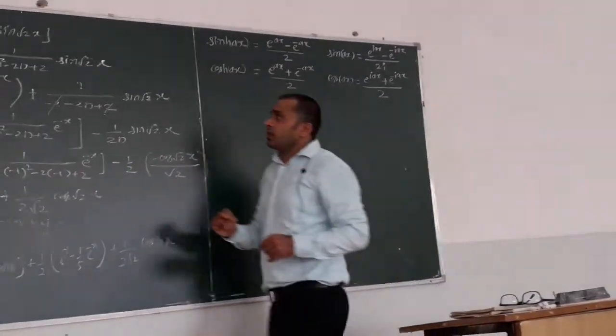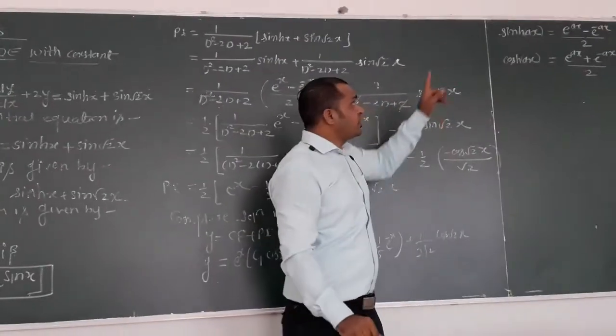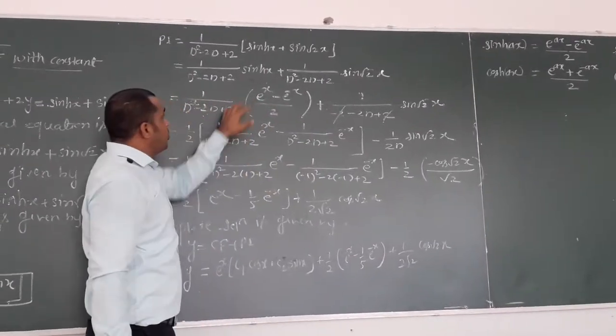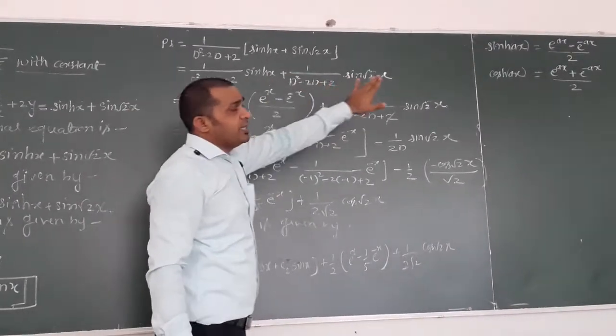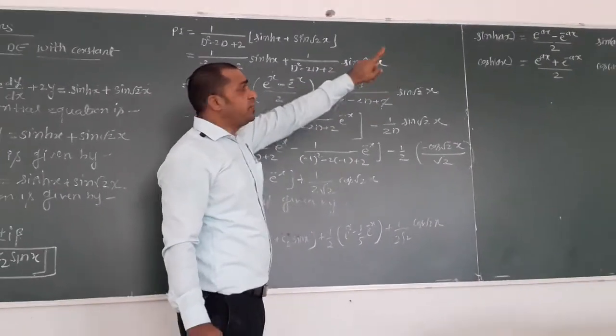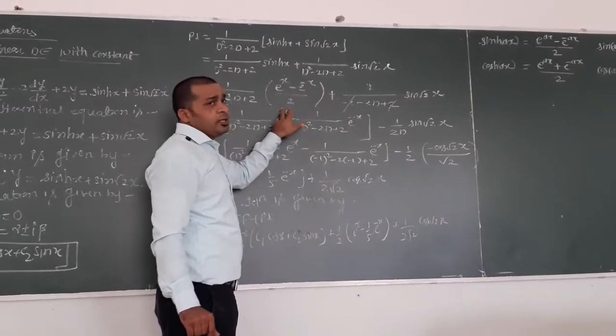So here if you observe, we have sinh x, and we have written the formula for sinh ax. If you compare, a is 1, sinh x and sinh ax. So I put a as 1 in the formula. That will be e raised to the power x minus e raised to the power minus x by 2. Clear?